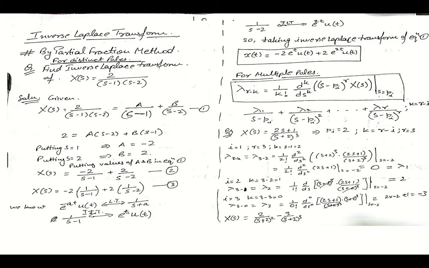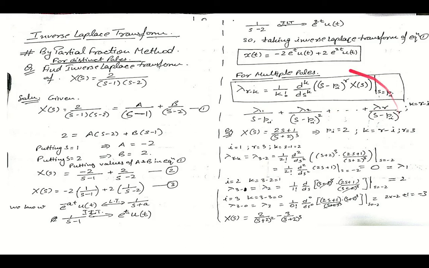Now, suppose we have multiple poles. In that case, we will be using this formula: lambda r minus k is equal to 1 upon k factorial into d to the power k upon ds to the power k of (s minus p_i) whole to the power r into X(s), and putting the values of s is equal to p_i. Accordingly, the expression for the Laplace transform will be lambda 1 upon s minus p1 plus lambda 2 upon (s minus p_i) whole square plus so on.